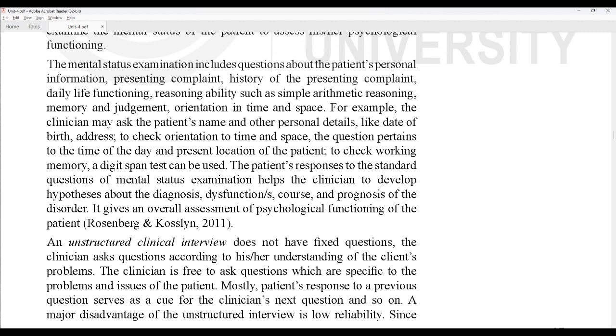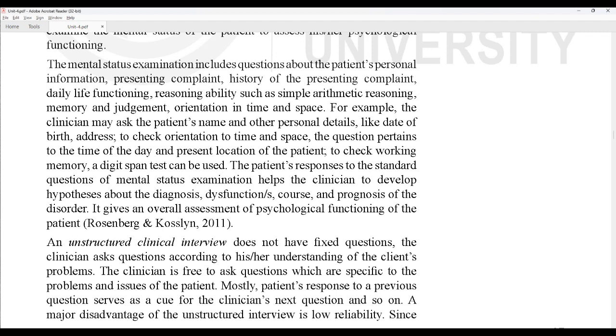The patient's responses to the standard questions of mental status examination help the clinician to develop hypotheses about the diagnosis, dysfunction, course, and prognosis of the disorder. It gives an overall assessment of psychological functioning of the patient, Rosenberg and Koslin, 2011.